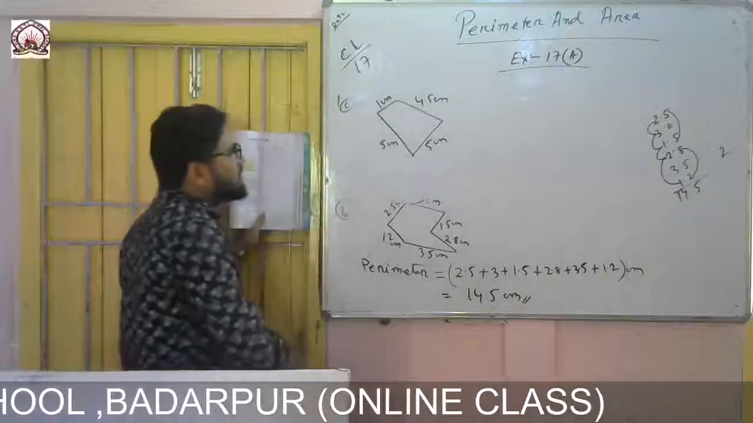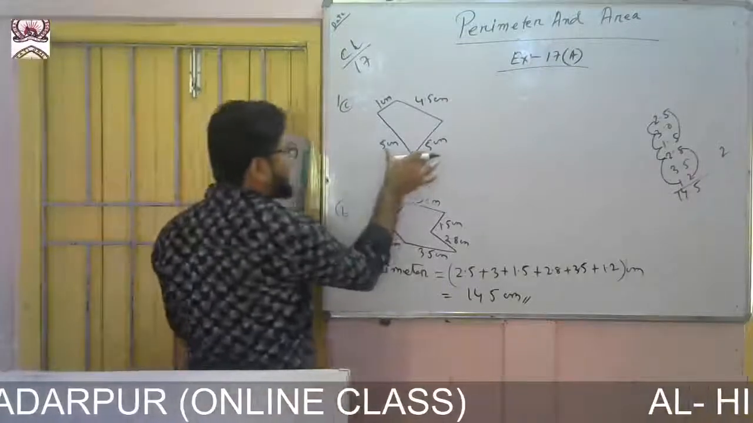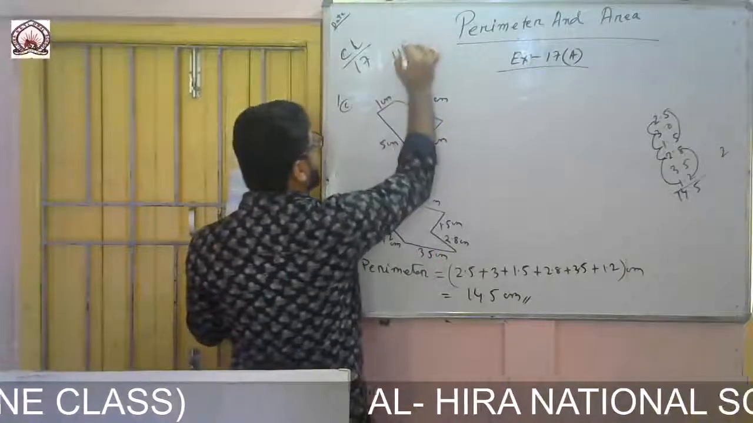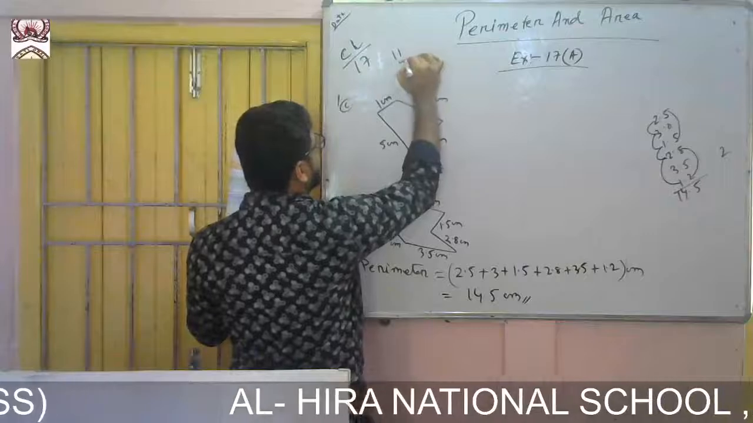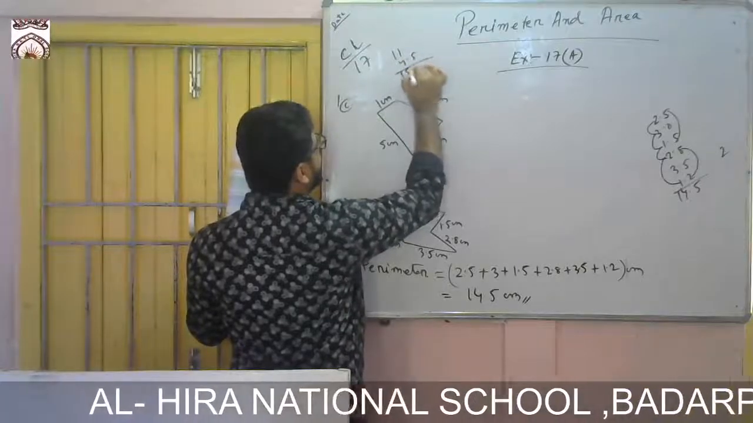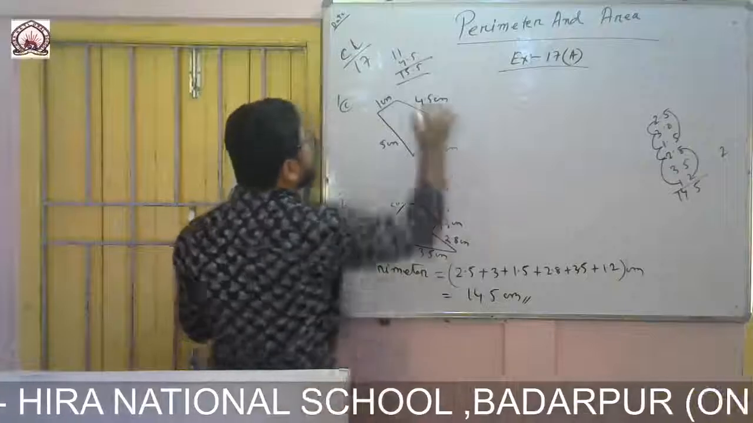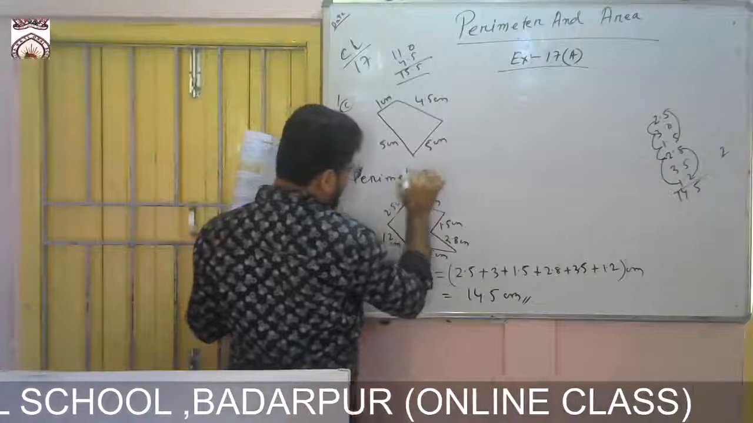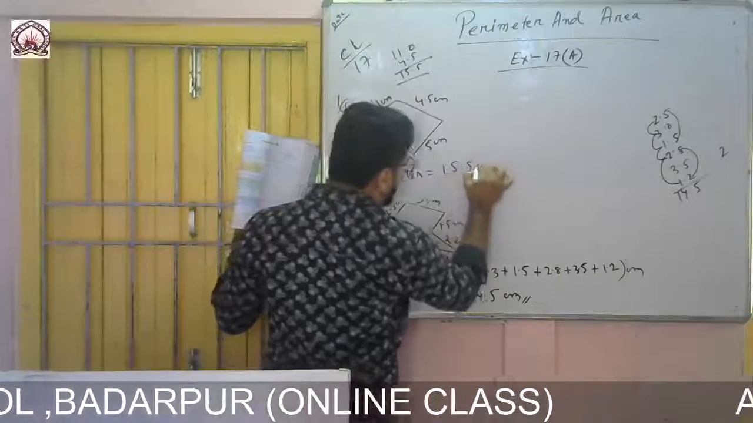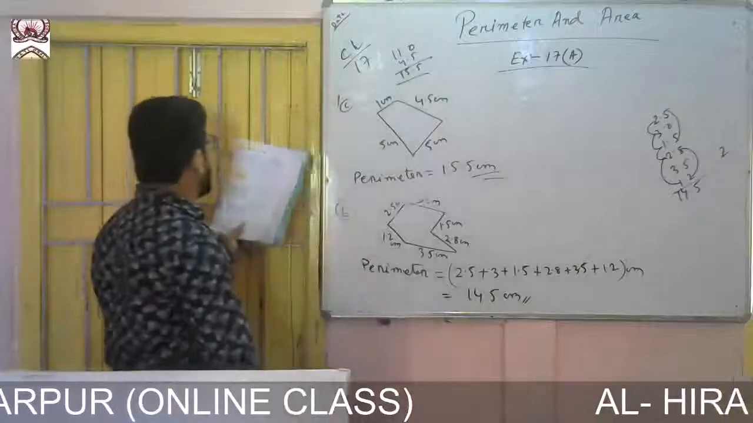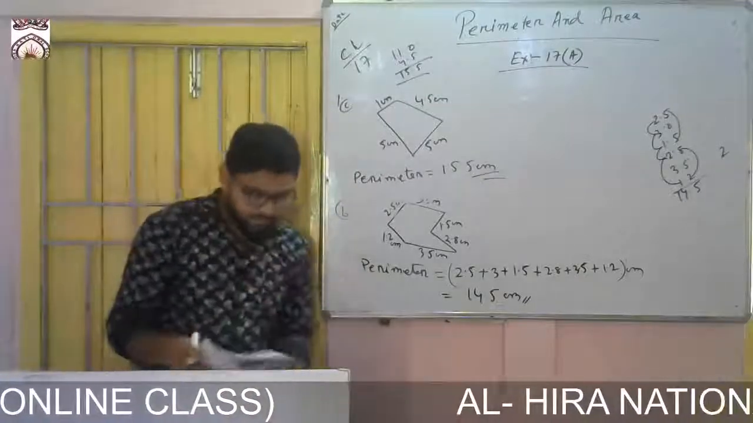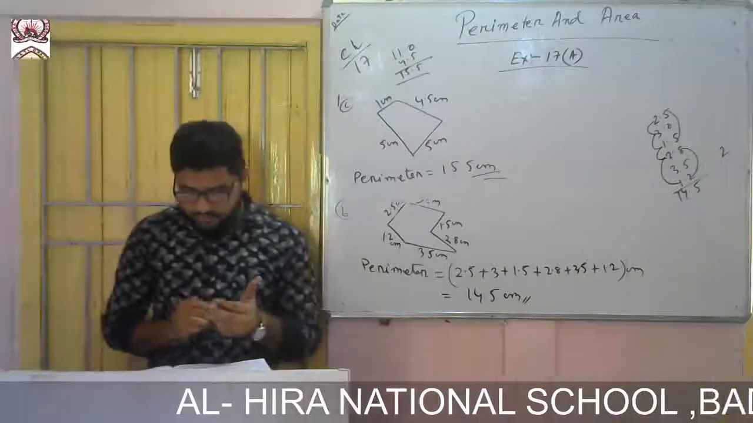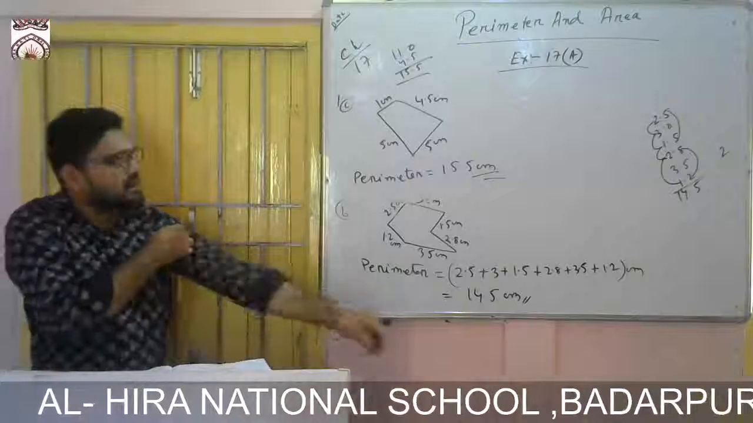So one thing, 5 plus 5 centimeter is what? 10 centimeter. So 10 plus 1, 11 centimeter. So 11 plus 4.5 will be what? 15.5 centimeter. Okay. So the perimeter will be 15.5 centimeter. This is the answer. Now come to question number 2.